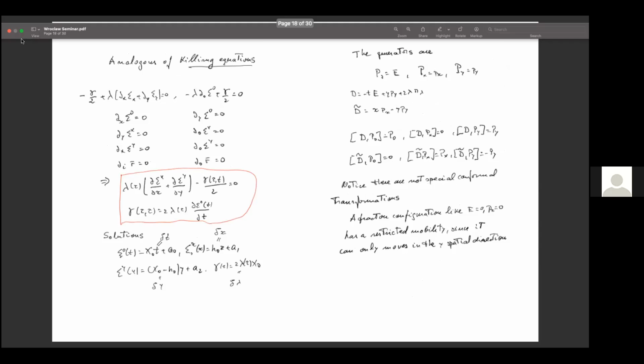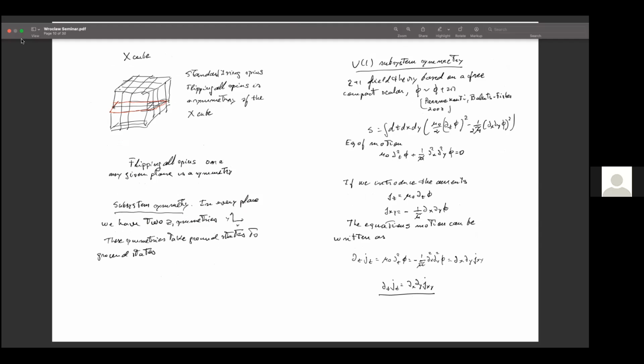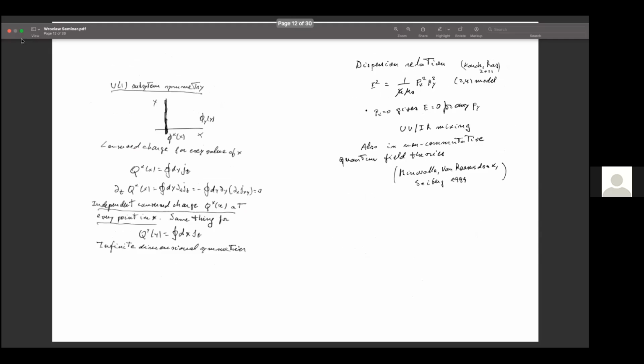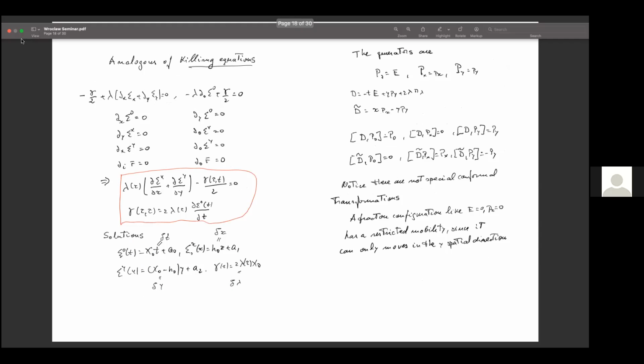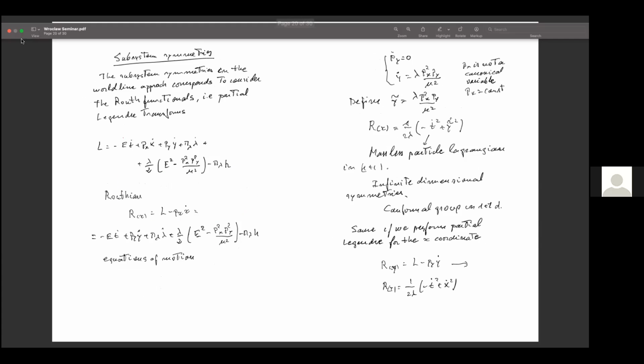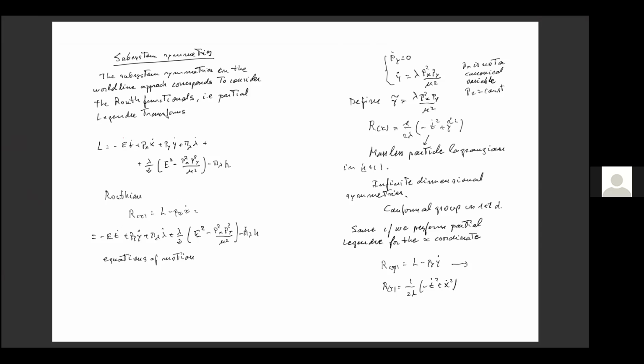Can you go to the previous slide, the one you had before? No, the next one, where you compute the Routhian, or the next one, I don't know which one. Yes, this one. So for example, here it's written that the subsystem symmetry group is the conformal group in 1 + 1. Is that the statement?